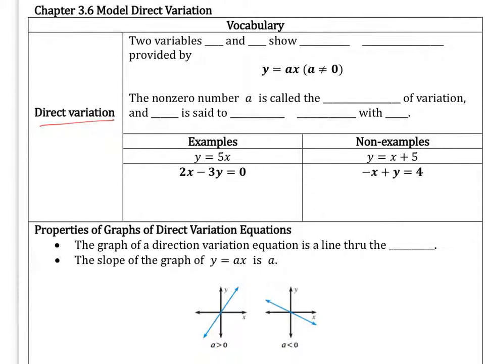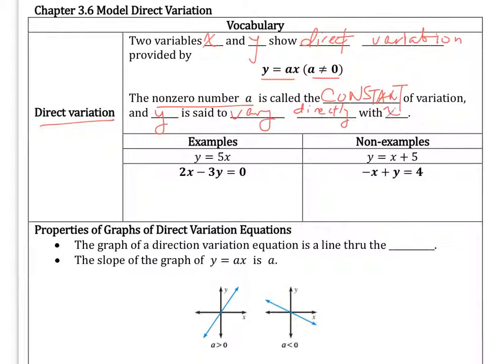Vocabulary. The words direct variation just mean two variables, x and y, that show direct variation provided by y equals ax, where a does not equal 0. The non-zero number a is what we call the constant of variation, and y is said to vary directly with x. So here we have examples.